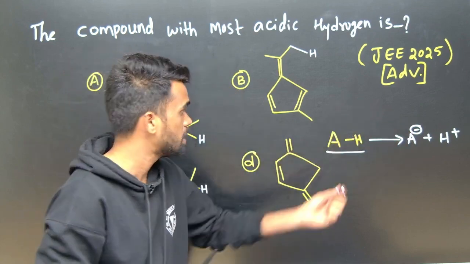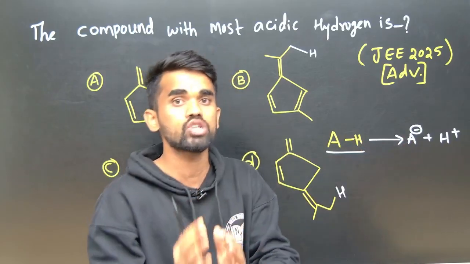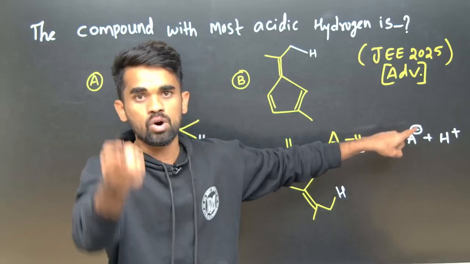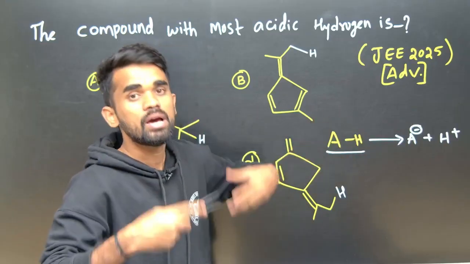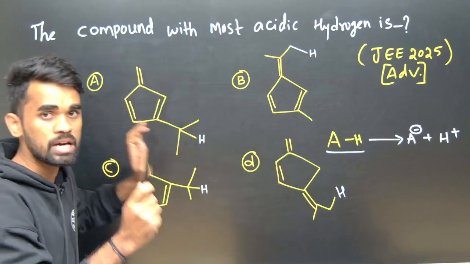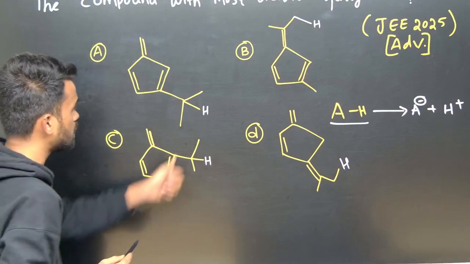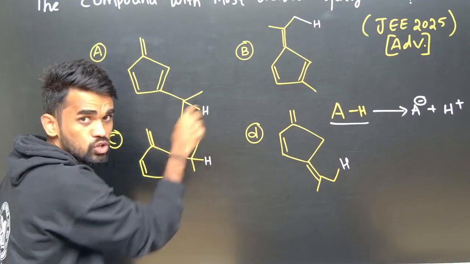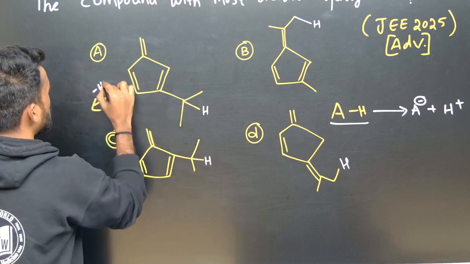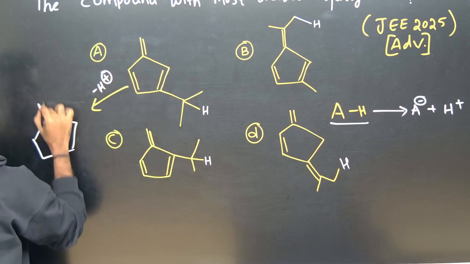I hope it is clear. After releasing the H plus ion, the remaining negative part is called the conjugate base of that particular acid. Now if the conjugate base stability is more, that respective acid will be more acidic. Now apply that concept here so that you will get the answer. Let us consider this acidic hydrogen I mentioned. By releasing this H plus ion, what conjugate base are we getting here? We are getting something like this.